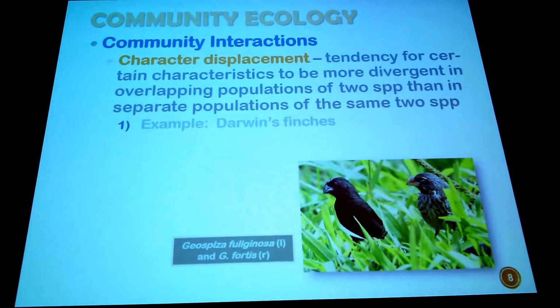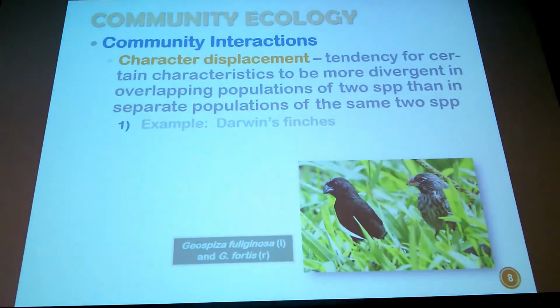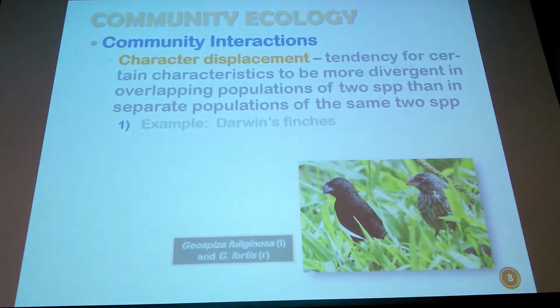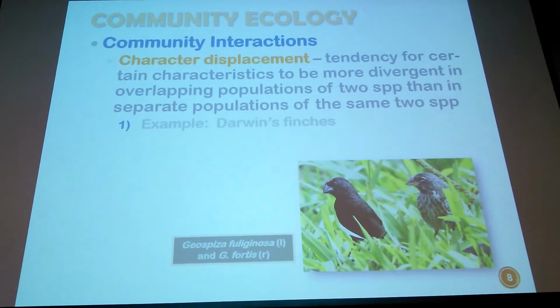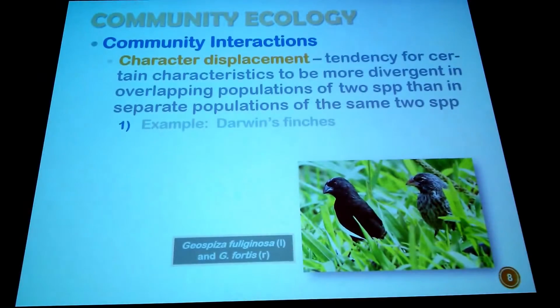They have overlapping territories in some areas. Some areas you just have G. fuliginosa, others G. fortis. Some areas they overlap. Tendency for certain characteristics, in this we're going to look at beak depth, or how long the beak is, to be more divergent, to be more different in overlapping populations. We talk about convergent evolution, that's where two traits come together, two species come together. Divergent is when they go in the opposite directions, away from each other. In overlapping populations of two species and in separate populations of the same two species.